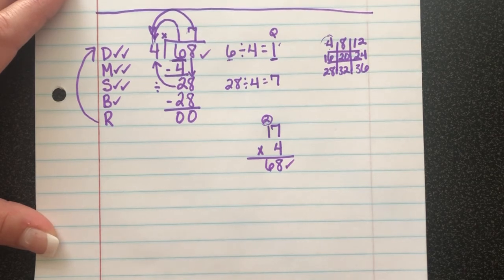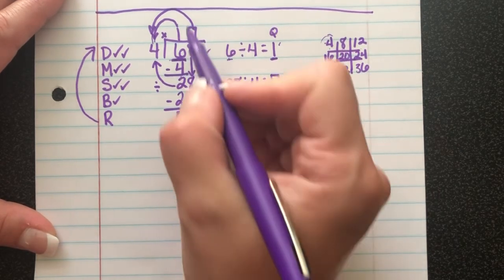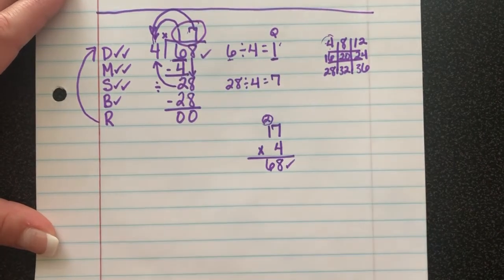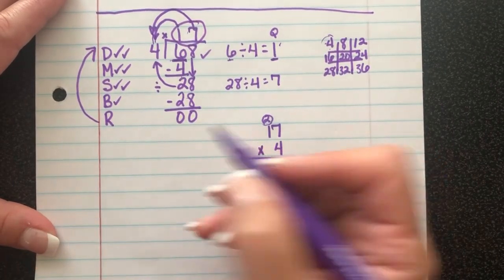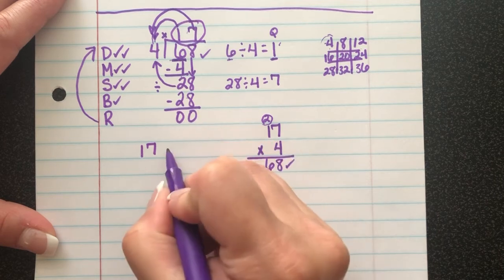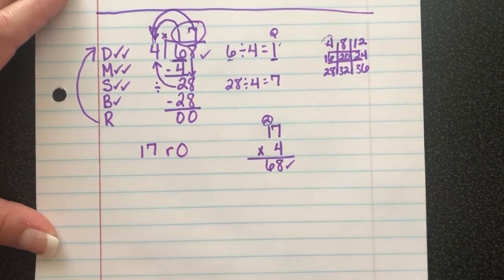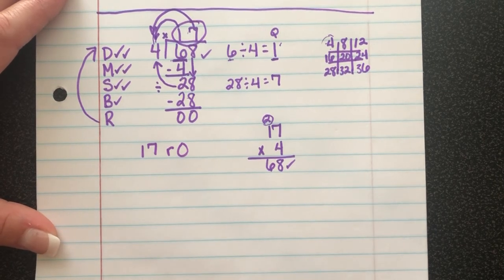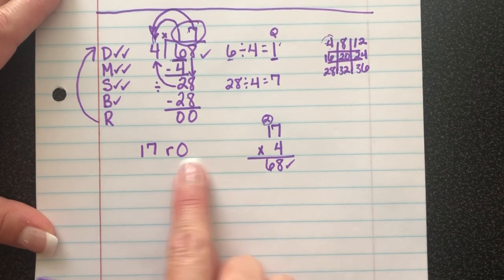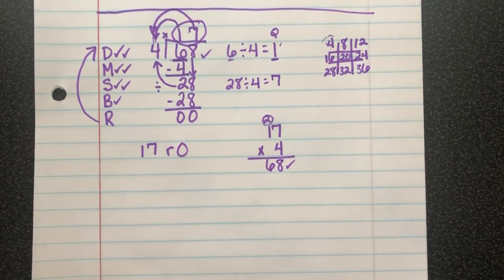Okay, so my answer for this division problem, my quotient is 17. Okay, there is no remainder. If you wanted to write with a remainder, it would be remainder 0. Okay, 17 remainder 0. Okay, remember, your quotient and your remainder are 2 totally separate things.